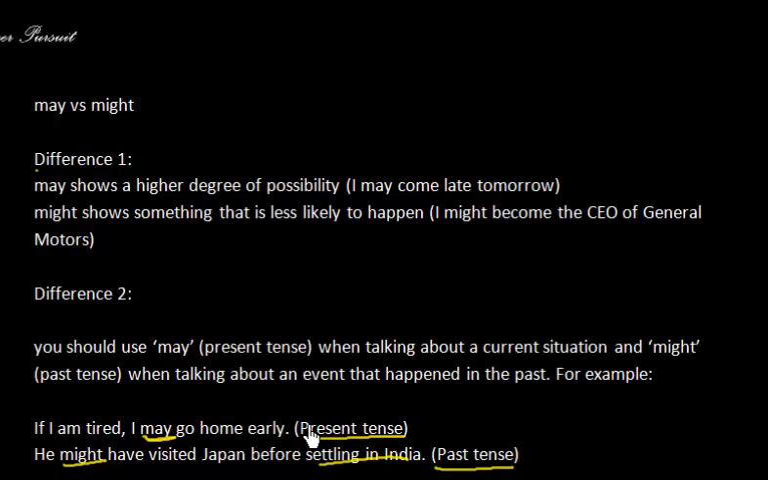So these are the two basic differences between may and might. I will repeat again. May shows a higher degree of possibility, and might shows something which is highly, highly unlikely, something which is very wishful, something which is highly, highly improbable. In that case, you should use might and not may.